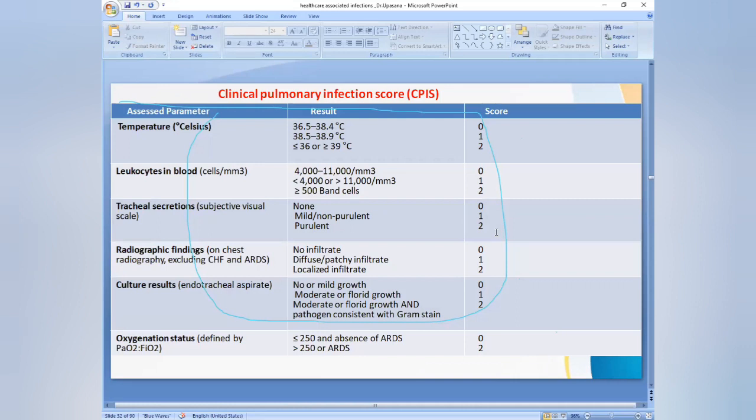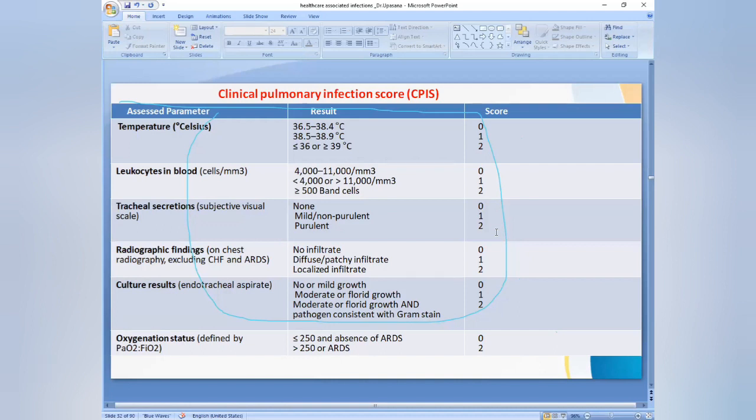So when do we call it possible VAP? First and foremost, the CPIS score, with 6 parameters that are very important. We give scoring from 0 to 2. Temperature: whether it is normal, moderate, or high. Then the TLC count: normal, less than normal, or more than normal, or with the presence of 500 band cells. Then the tracheal secretions: none, mild, or highly purulent.